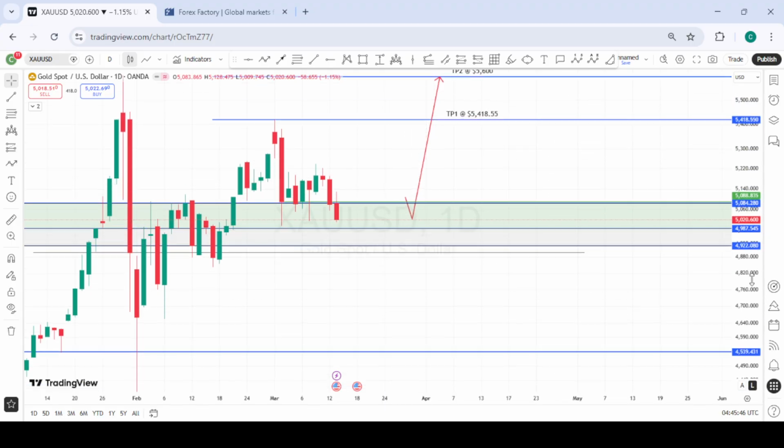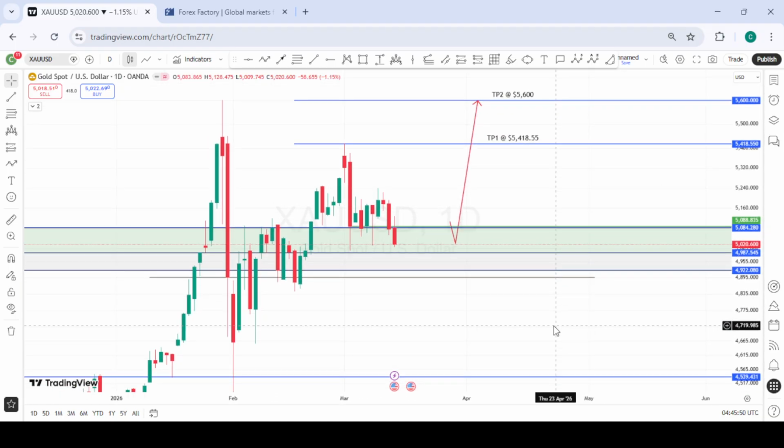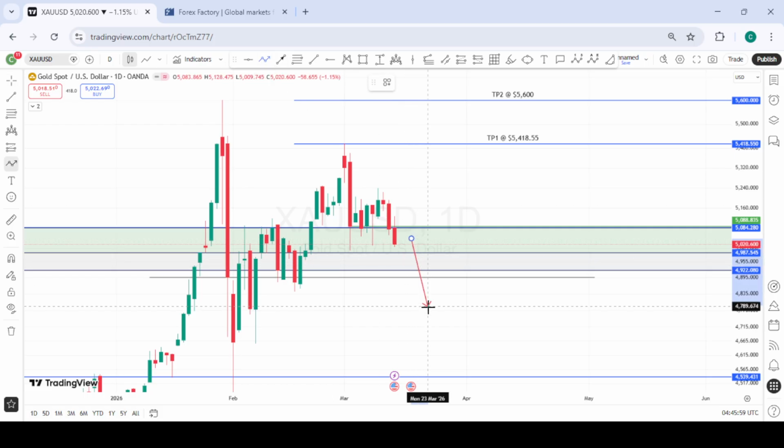So going into next week, we'll be looking forward to selling opportunities. What we can also do is patiently wait for a weekly candle to close below this structure point we have here. If we get a weekly candle close below this zone, then we'll look forward to a possible pullback, and then we'll look for selling opportunities to the downside.